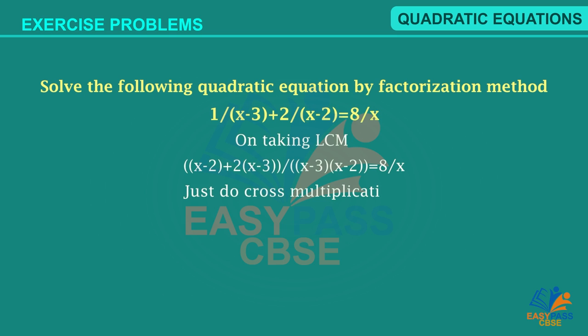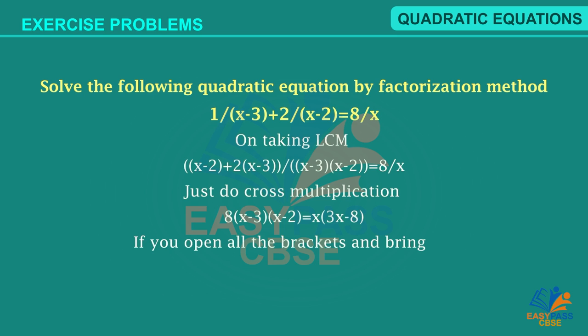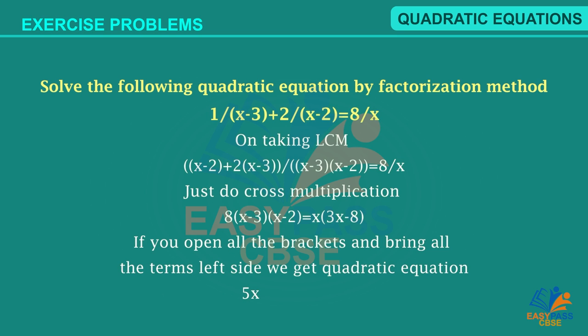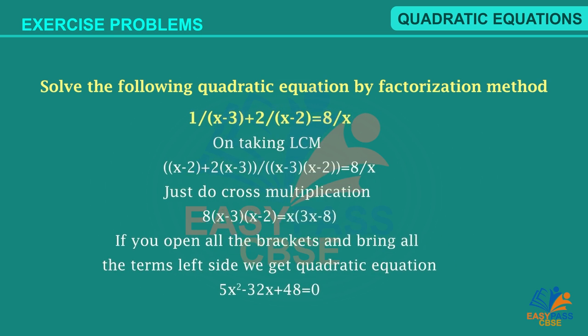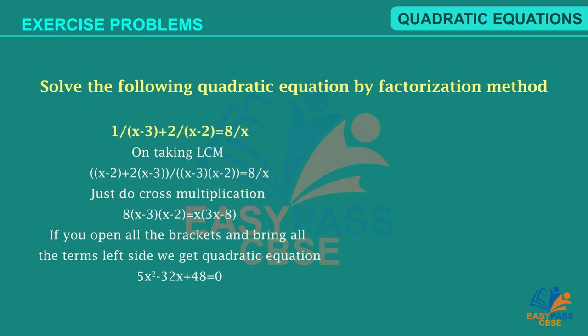Just do cross multiplication, we have 8 times x minus 3 into x minus 2 is equal to x times 3x minus 8. If you open all the brackets and bring all the terms to the left side, we get a quadratic equation 5x square minus 32x plus 48 equal to 0. As usual, x square coefficient is 5 and constant is 48.